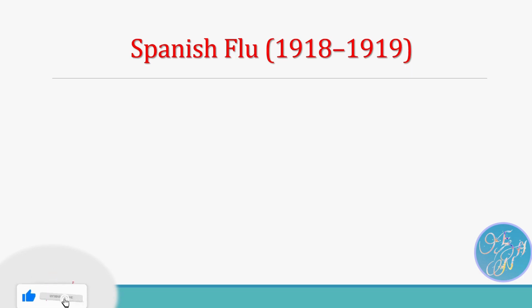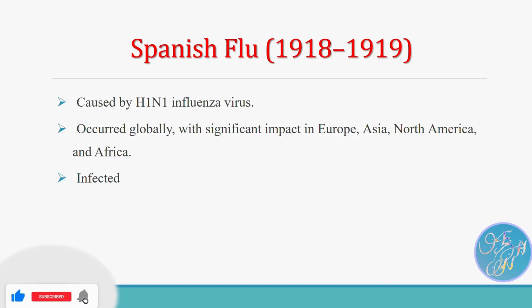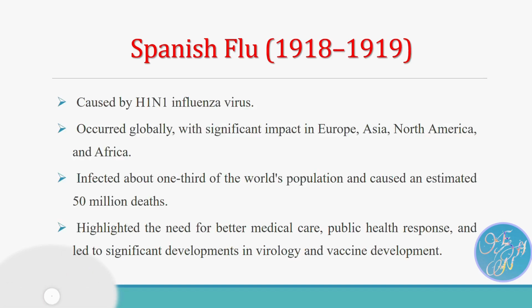Next section is the 20th century pandemics. In the 20th century, the world faced multiple pandemics, starting with the Spanish flu in 1918. This was caused by an H1N1 influenza virus and infected about 1/3 of the world's population, killing an estimated 50 million people. The Spanish flu taught us the importance of medical care and public health responses, and paved the way for advancements in vaccines.